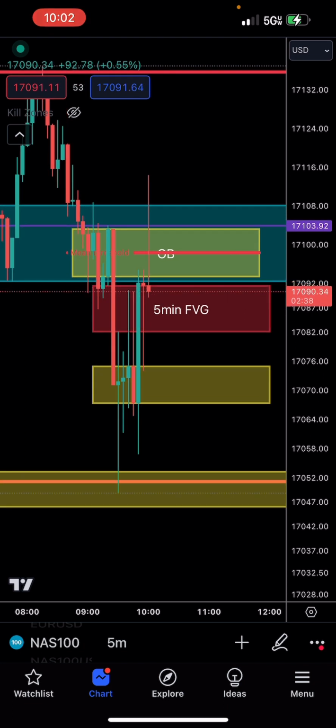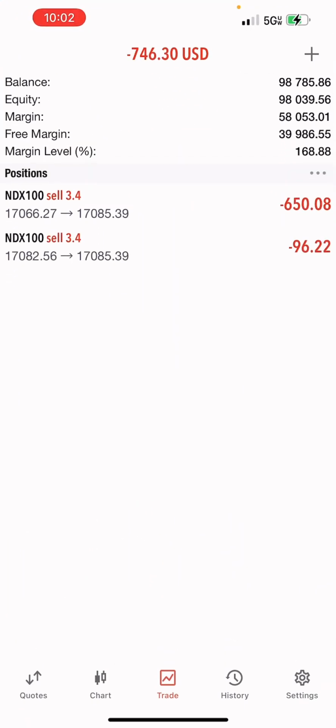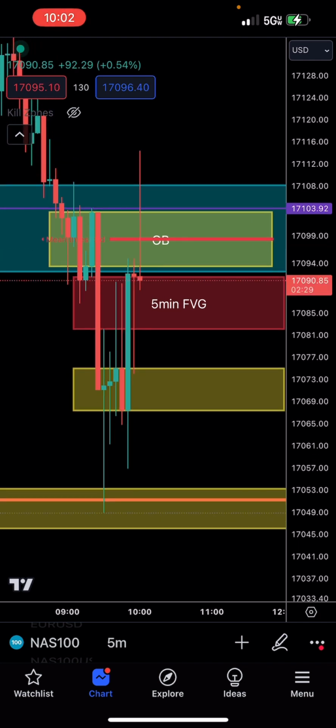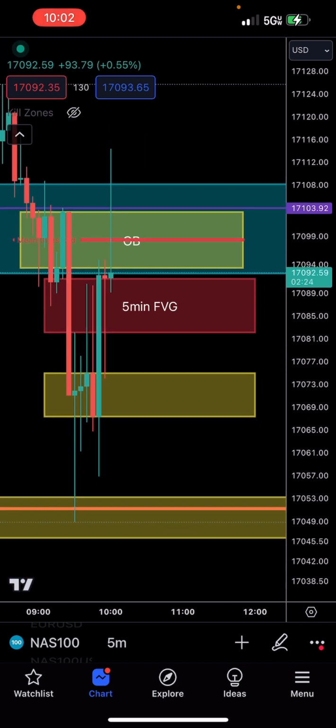That's why proper stop loss management is so important, because we didn't even get stopped out. We did go into some deep drawdown, but that's okay. At least we didn't get stopped out. We still have a fighting chance with this trade idea.